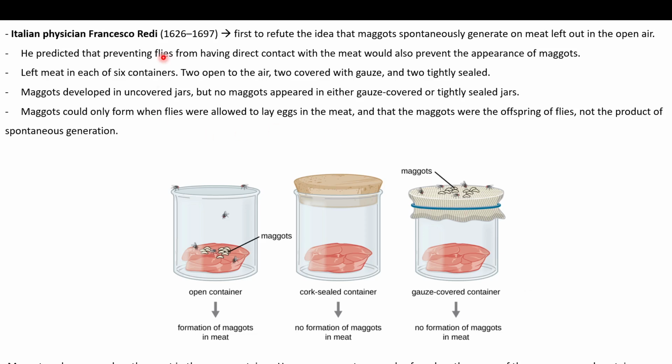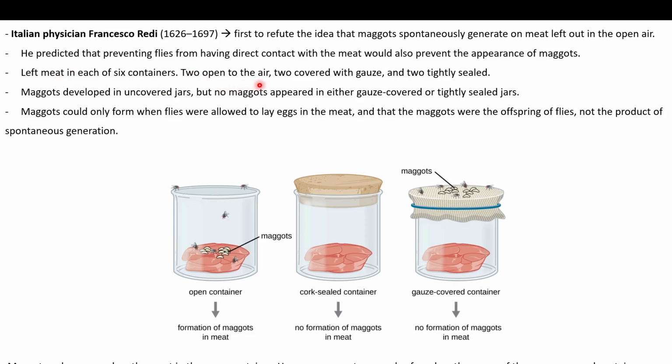But eventually, there was an Italian physician, Francesco Redi. He was the first to refute the idea that maggots, which are fly larvae, spontaneously generate on meat left out in the open air. So he tried to refute this theory of spontaneous generation. He predicted that if we prevent flies from having direct contact with the meat, it would also prevent the appearance of the larvae. Okay, so what he did, he left meat in 6 containers.